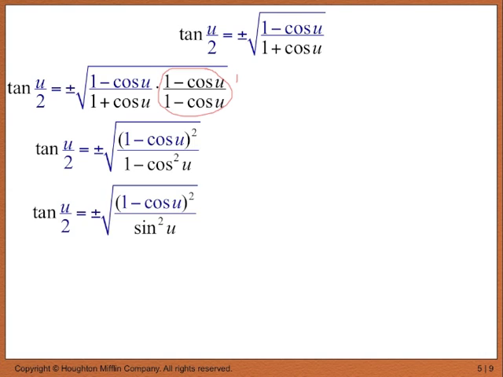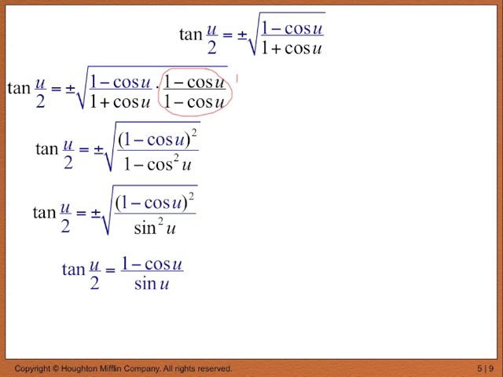Well, tan u over 2 equals plus or minus the square root of (1 minus cosine u) squared over sine squared u. We simply replaced 1 minus cosine squared u with sine squared u because of the Pythagorean trig identity. And finally, we can now take the square root of the numerator and of the denominator, and we end up with tan u over 2 equals 1 minus cosine u over sine u.